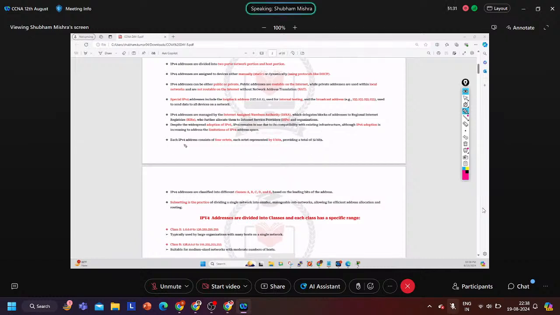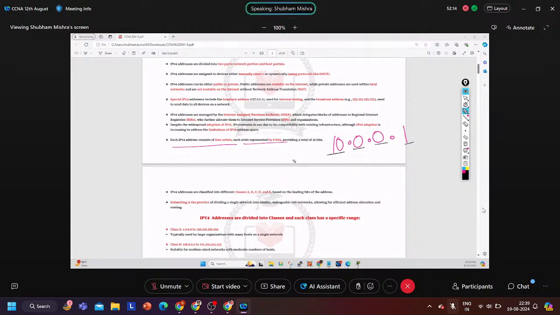Now, IPv4 consists of 4 octets and each octet size is 8 bits. For example, 10.0.0.1. What is the use of the dot here? Basically, this dot is dividing your IP address into octets. So this is the first octet, second octet, third octet, total 4 octets.